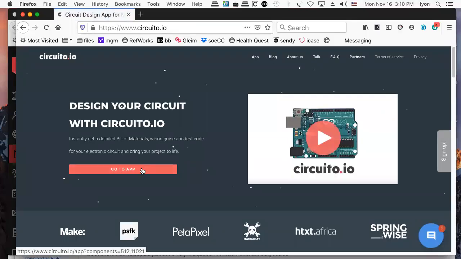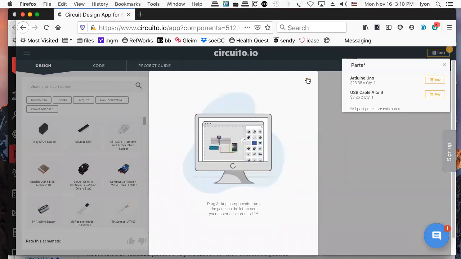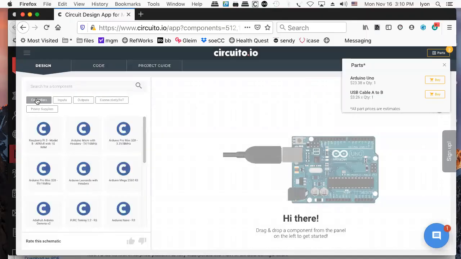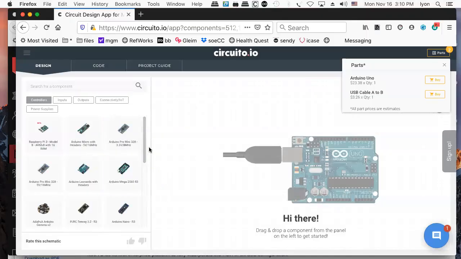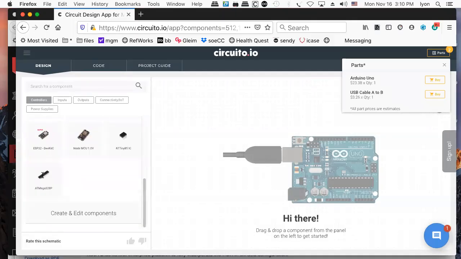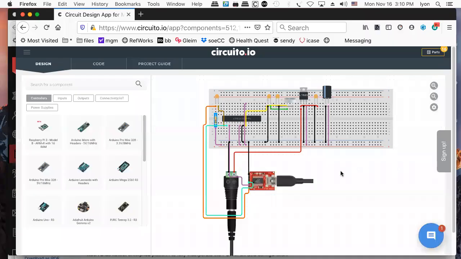This is worth doing just so you can see it, just in case you haven't seen this before. Agree to terms, close this nonsense. And what we'll do is we'll throw in a controller such as an ATmega. And now here we can see we've got the ATmega.